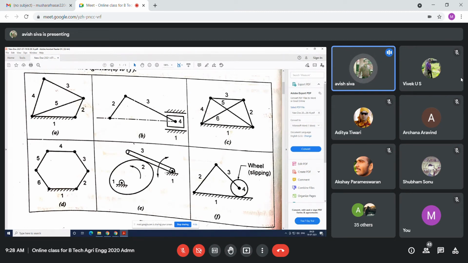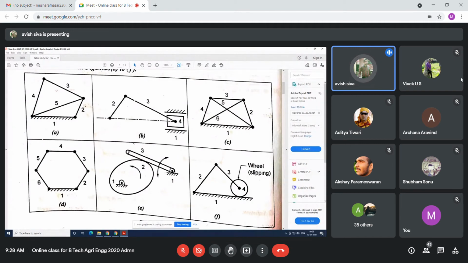So in this question, number of links is equal to 3. Number of binary joins is equal to 2. Number of higher pair is equal to 1. What about the degrees of freedom? Degrees of freedom is equal to 1. So mark it as a very, very important question. 1.6E. Mark it as a very, very important question.